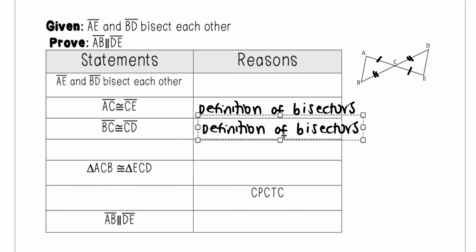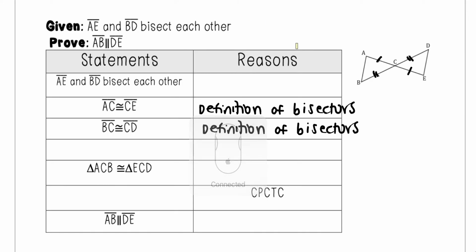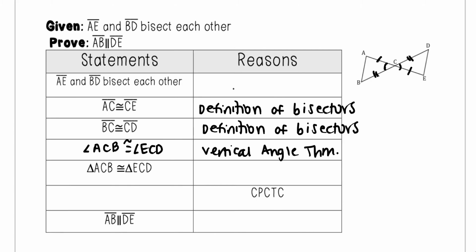All right, so on this other part of our picture, we can mark this up a little bit before we continue on. I have two triangles and they're across from these intersecting lines. Remember, whenever lines intersect, they create vertical angles, and vertical angles are always congruent. So that means that we can make the statement that angle ACB must be congruent to angle ECD because of the vertical angle theorem.